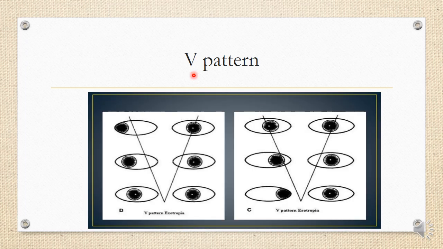Coming to V pattern exotropia, again you make the pattern V. So V pattern exotropia will show more deviation in up gaze, lesser in the primary gaze, and least in down gaze. Whereas in V pattern esotropia, for a V the pointed part is downward, so esotropia will be more in down gaze when compared to up gaze, least in up gaze and more in down gaze. So this is V pattern exotropia, and this is V pattern esotropia.